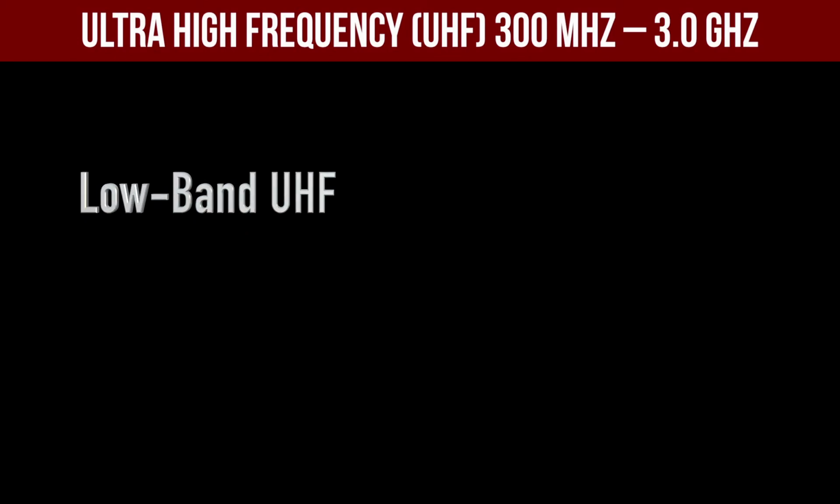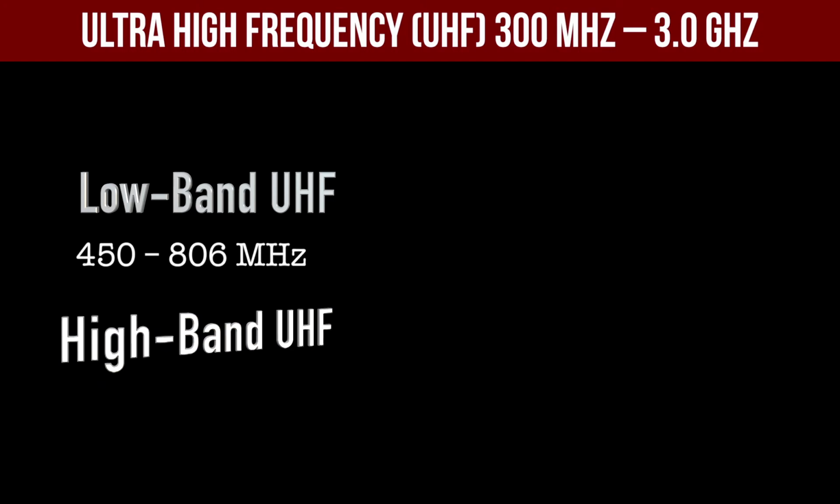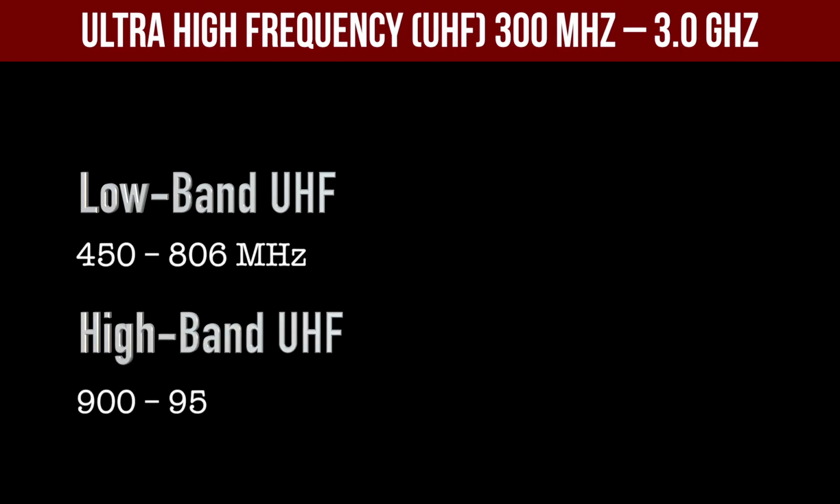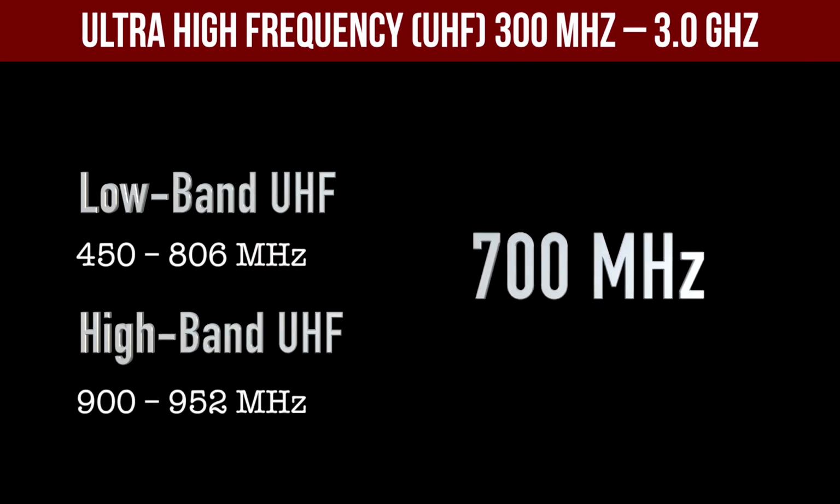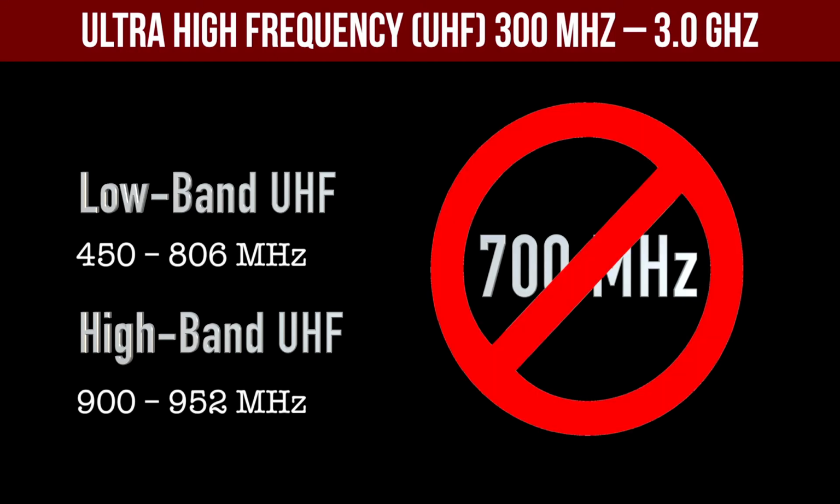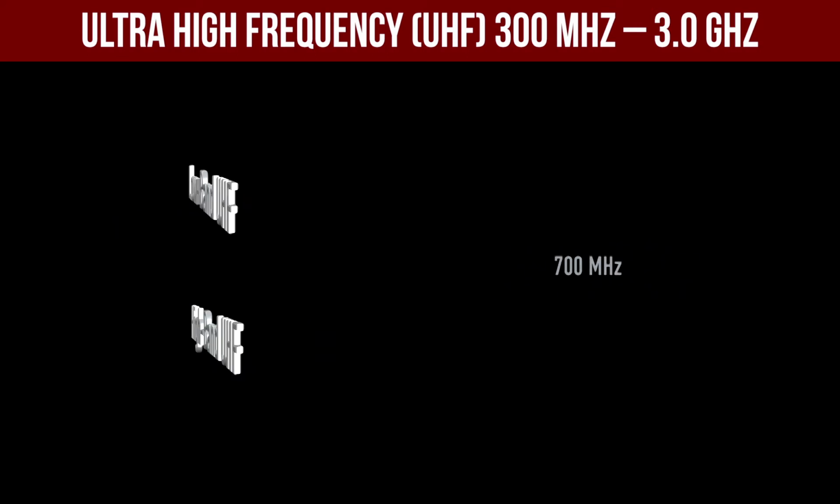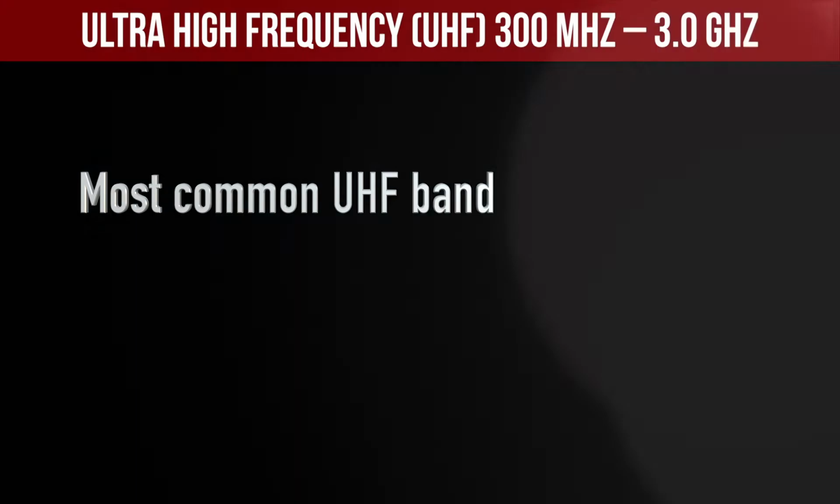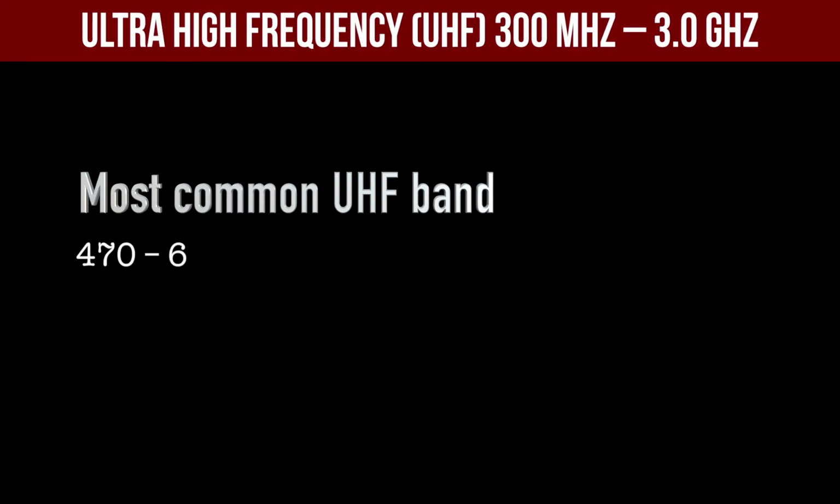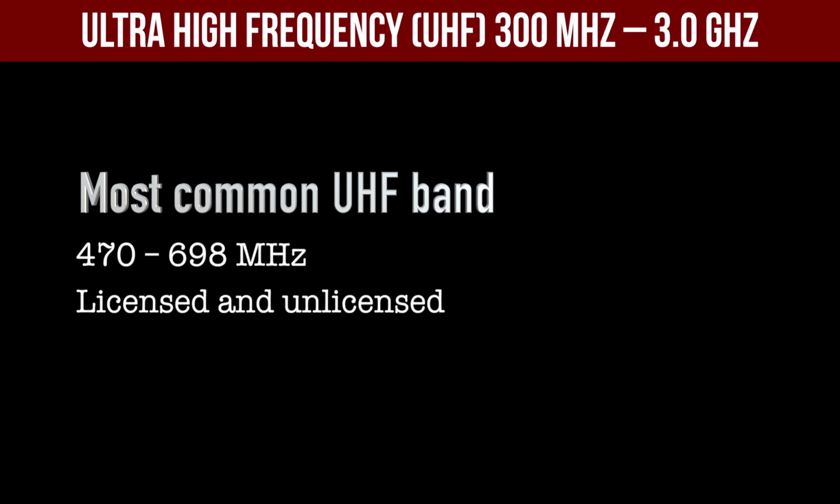In the ultra-high frequency UHF band, the low band is 450 to 806 MHz, and the high band is from 900 to 952 MHz, with the 700 MHz band already being designated as illegal for wireless mic transmissions in the U.S. Most wireless mic and in-ear monitoring systems in the U.S. operate in the UHF band between 470 and 698 MHz. The UHF band is home to both licensed and unlicensed wireless microphone operations.